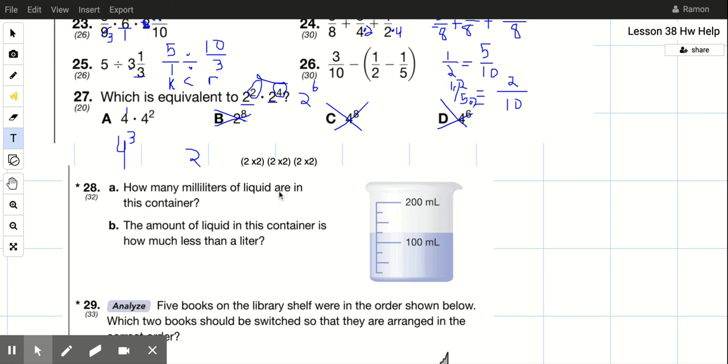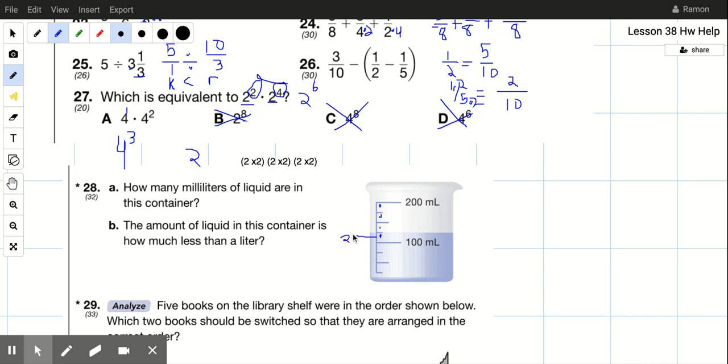28. How many milliliters of liquid are in this container? So milliliters, it's already given to us here, would be 100. It's definitely going to be more than 100. So we have to basically figure out what the value of each in between little space here is. It looks like there's 4 of them, and it's going to be 100 total. So we have 100 divided by 4, which means each of these is about 25.